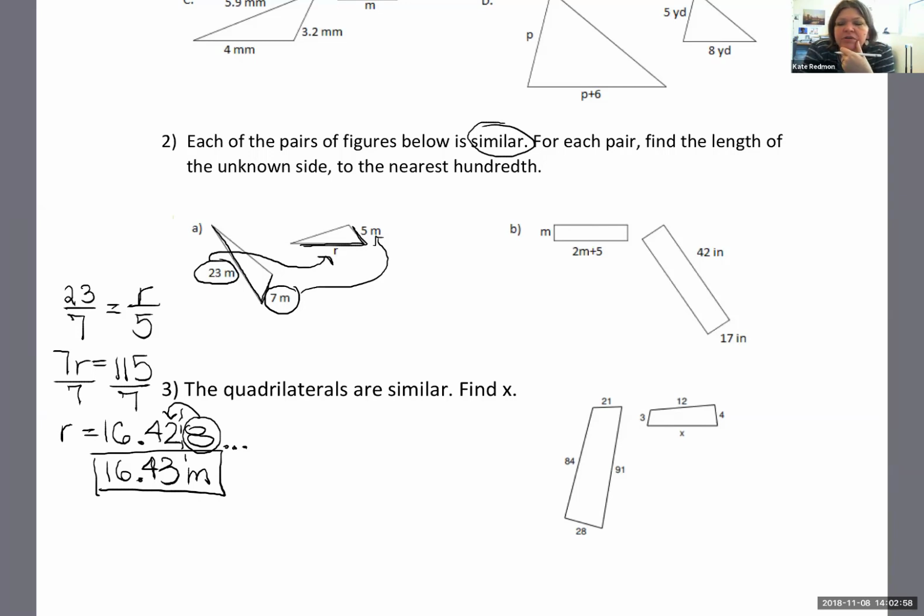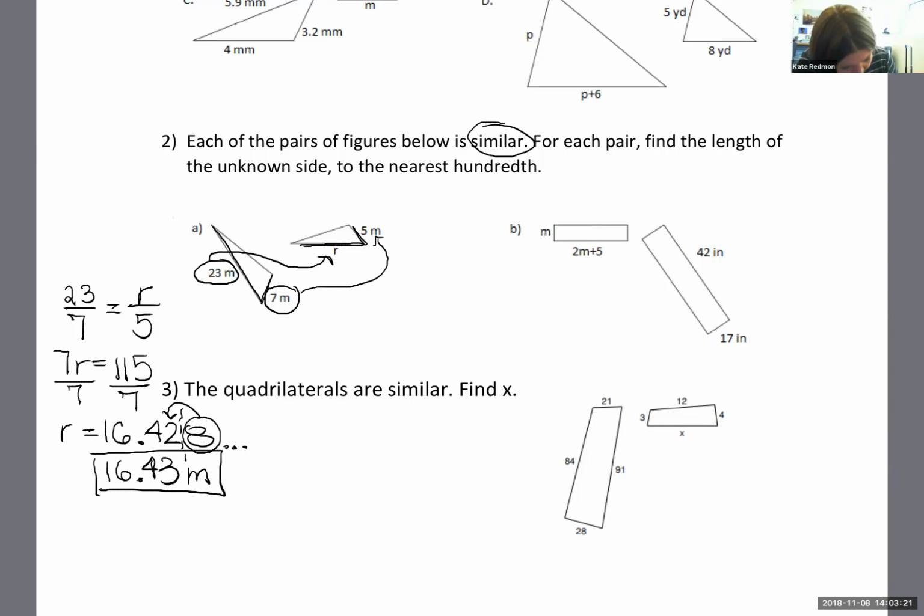B is interesting again, because if you read the directions that I had here, each of the pairs of figures below is similar. And then it says for each pair, find the length of the unknown side to the nearest hundredth. Interesting on this one because I have 2 unknown sides. Do you see it? Yes. So I'm going to have 2 answers, okay, guys? 2 things I don't know, two answers. But let me start by just finding M. That's always the place to start here.